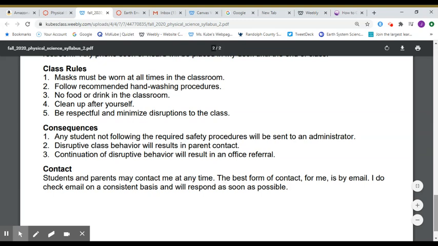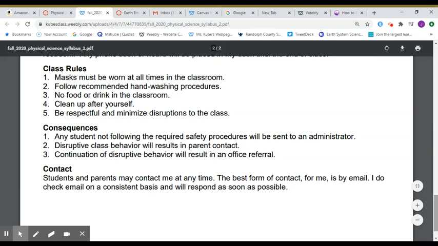Okay, so we're going to wear masks and follow the recommended hand washing procedure. We're very fortunate that we have so many sinks in our classroom, and that shouldn't be a problem. Okay, there's no food or drink in the classroom, which is why breakfast for first block will be eaten upstairs. That way, when we come downstairs, everybody in our room has always had their masks on, and so it shouldn't be in the air. You're going to clean up after yourself, and then just be respectful and minimize disruptions to the class.